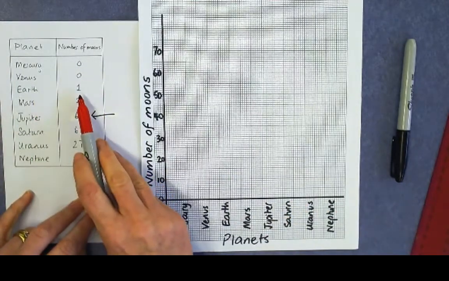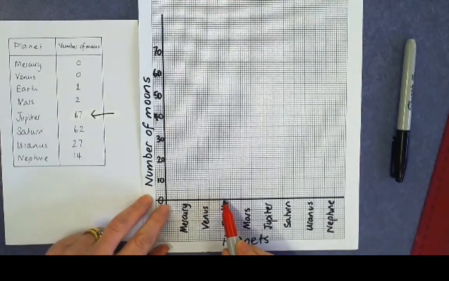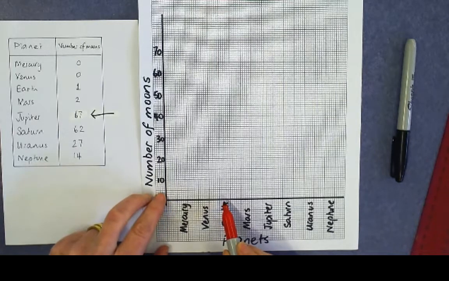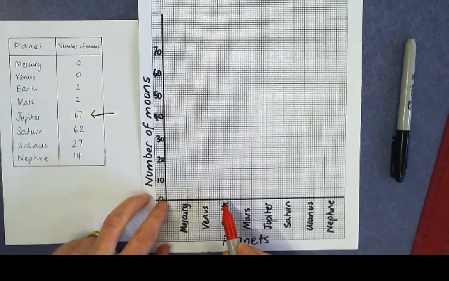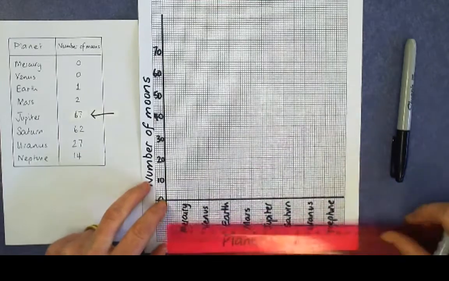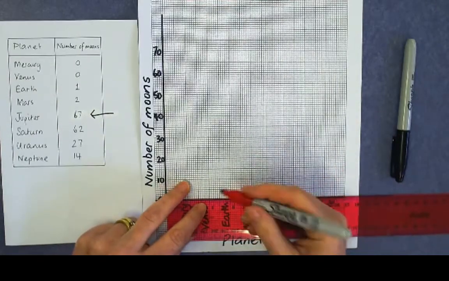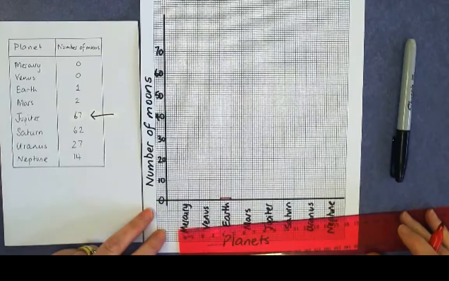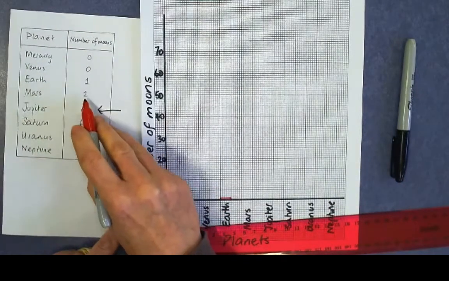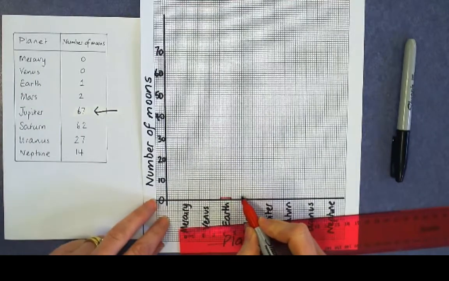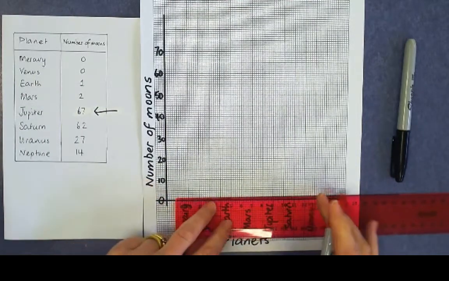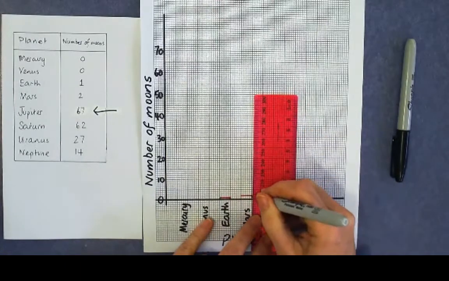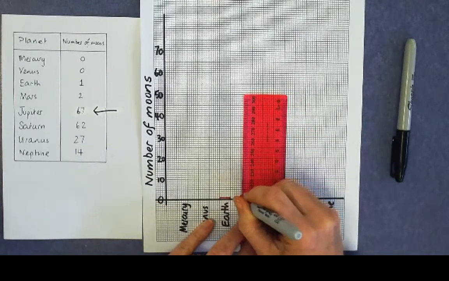Mercury and Venus have no moons. Earth has 1. So we find Earth and we work out on our scale where 1 will be. There are 10 small lines between the 0 and the 10. So each small line is worth 1. So using our ruler, we will draw the top of the column on the 1 and join the sides to our x-axis. For Mars, we have 2 moons, so we need to count up 2 lines, draw across the top of the column, and then join our column to the x-axis.